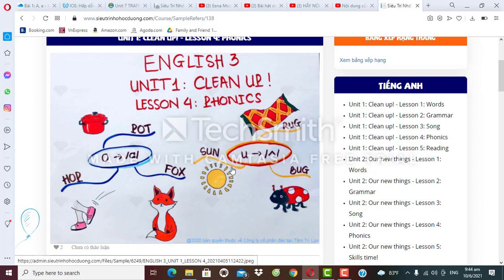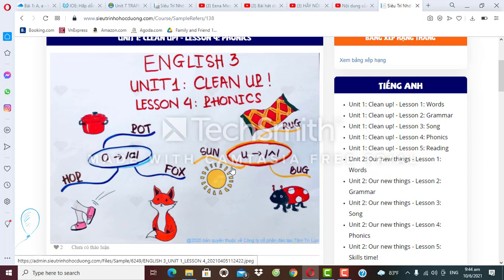Now repeat after me, fig, big. And the last one, of course, bird and rug. Okay, very good.